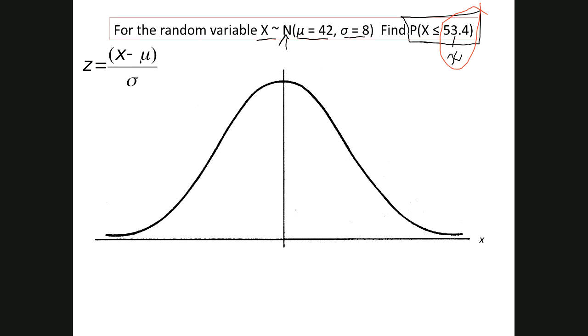All right, so the first thing you want to do is just label your diagram. We know that the mean is 42, and it's going to lie right here. We know that the standard deviation is 8.